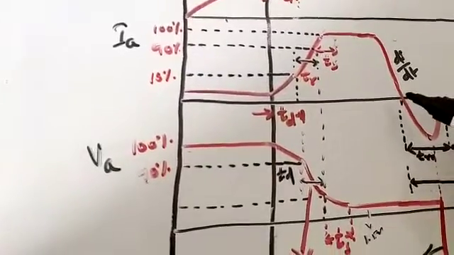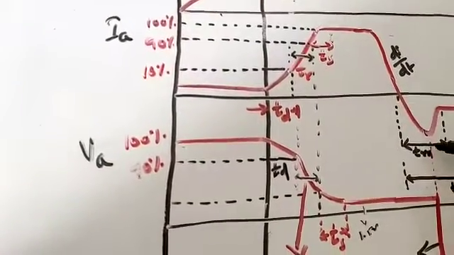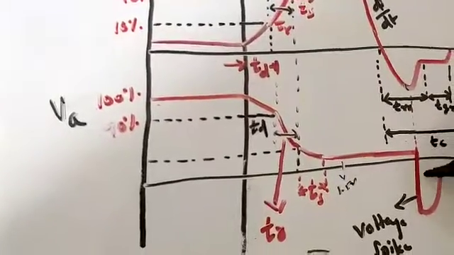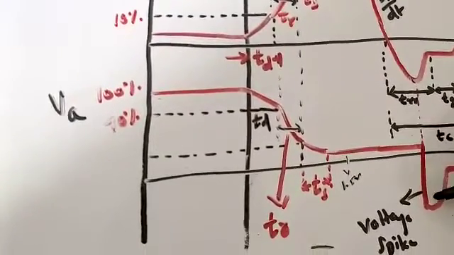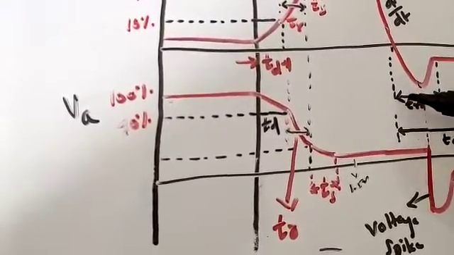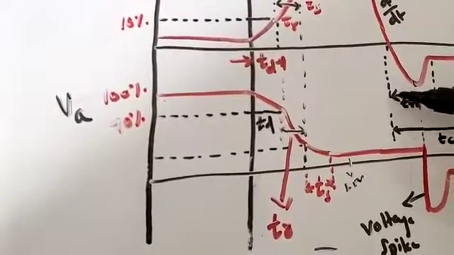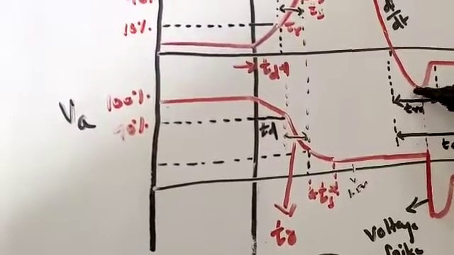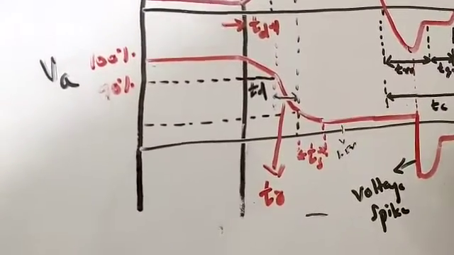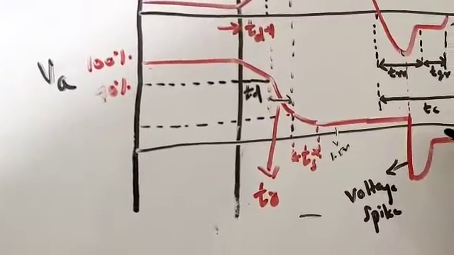Now, as the anode current reaches negative maximum, the anode voltage has a spike. If you clearly see this, the anode voltage has a spike, and after the removal of charge carriers at junctions J1 and J3, it reaches zero as shown in the figure. So the SCR is off.